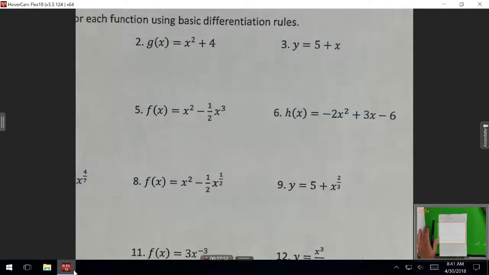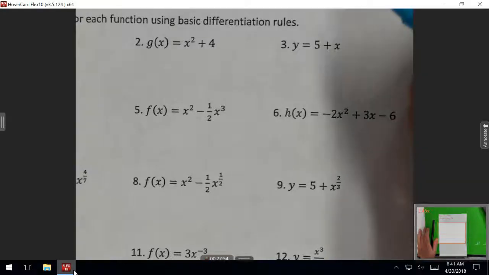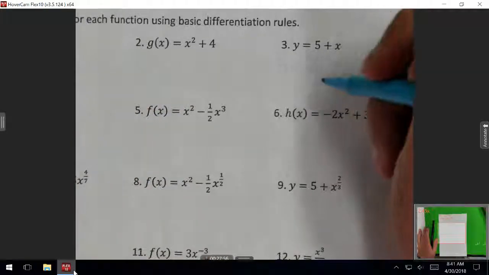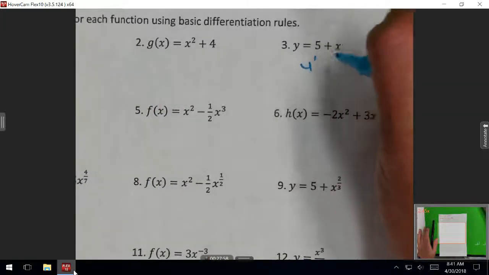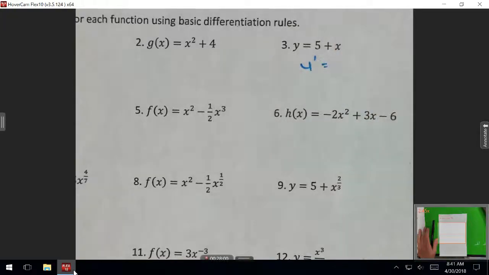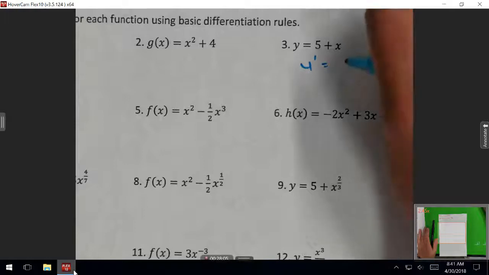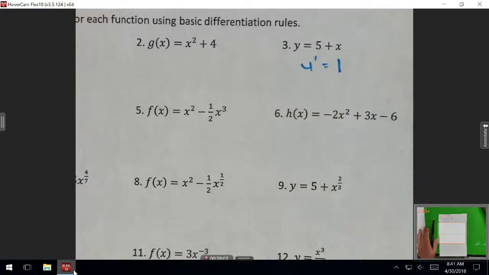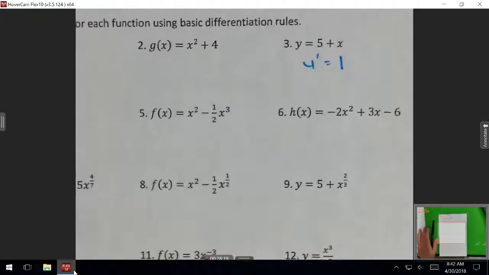Okay. So 5's a constant, so you don't have to worry about that. And then that'll be 1. Very good. Why is it 1? Because when you do the power thing, bring the 1 down, times it by 1, don't you? Yep. 1 times 1 is 1, and then the exponent is 1 minus 1 is 0, so you don't have to worry about x to the 0. Very good. Number 4.